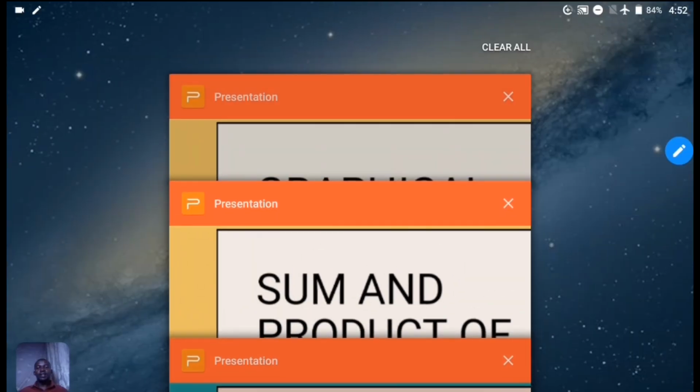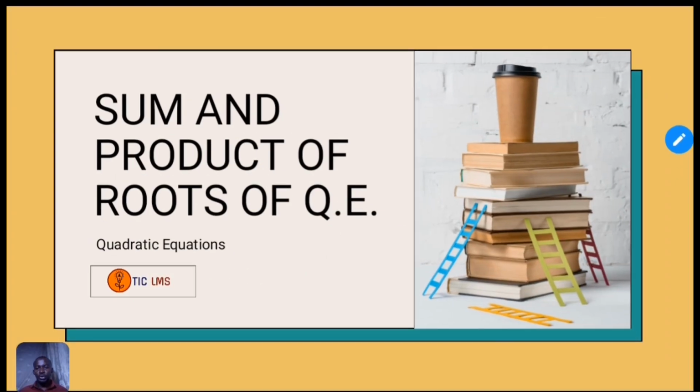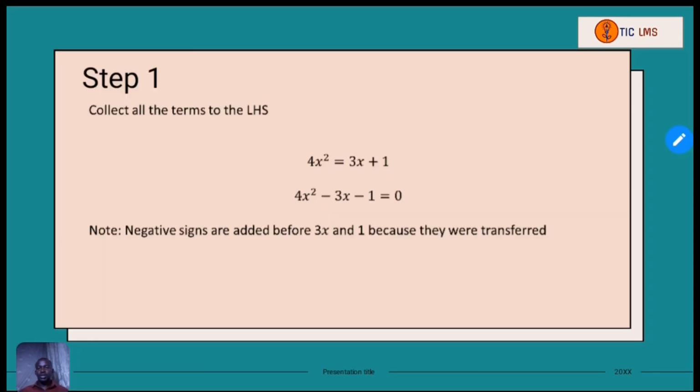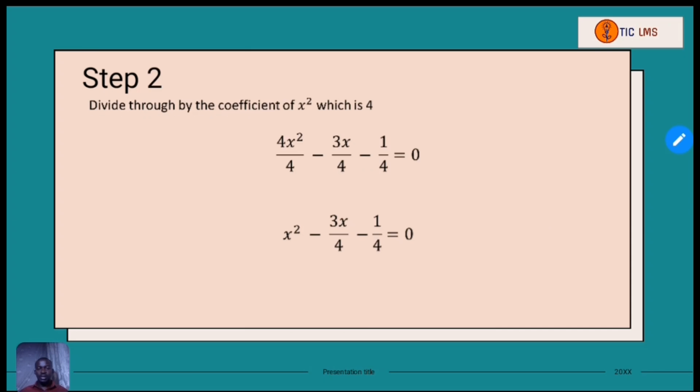We considered sum and product of roots of quadratic equation. Now this is just an addition to some of the methods. In this particular one, we consider some questions on sum and product of roots of quadratic equations, such as this.